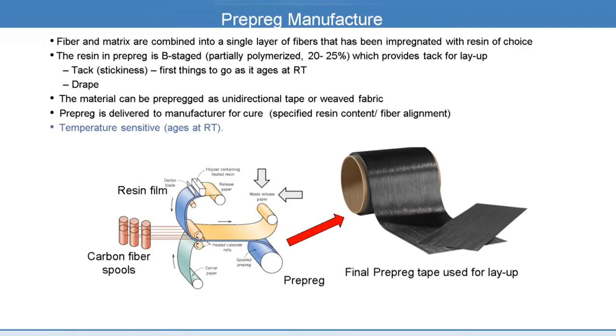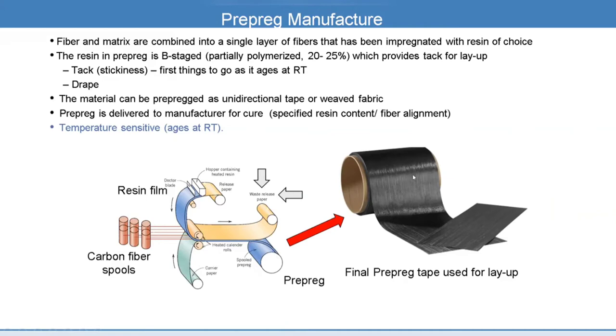So here you can see an example of a pre-preg manufacture. What you can see here is how the fiber and the matrix are combined into a single layer. We're only looking at a single layer that has been impregnated with resin of choice. So here you can see the carbon fiber spools being then impregnated into this resin film. And as that's occurring, you also have a waste release paper over here. And then you're taking this material and spooling it in this manner.